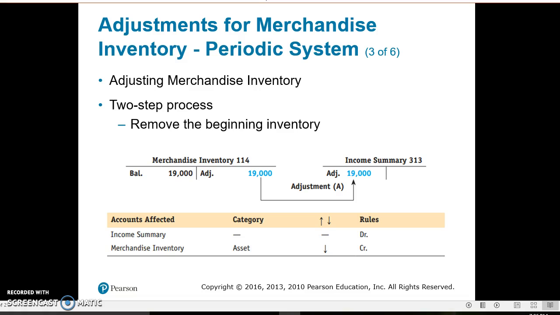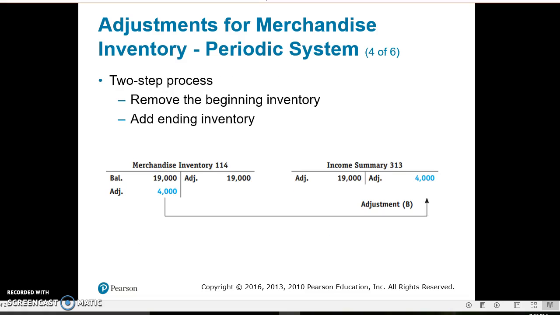So you remove the beginning balance from merchandise inventory and put it in income summary, and then you add the ending balance as your adjustment to income summary also.